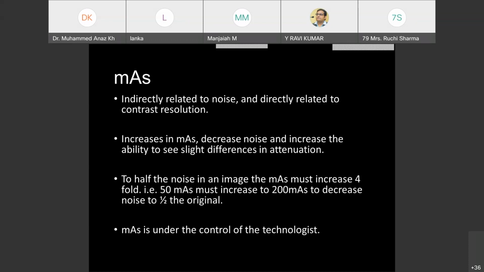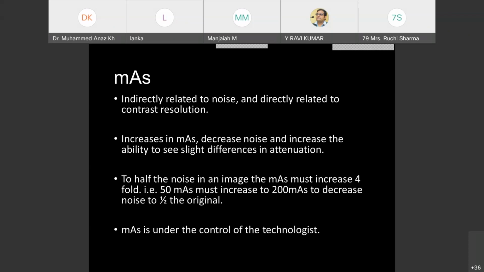So the full form of MAS means milliampere second. This is under the control of the technologists. If you are increasing the milliampere seconds, that means you are deciding for how many seconds you are exposing the patient to such a high current. Because the more the current, the more the radiation. So this is under the control of the technologist.